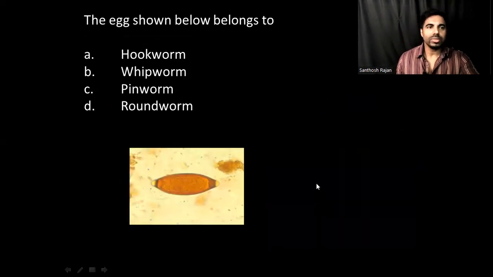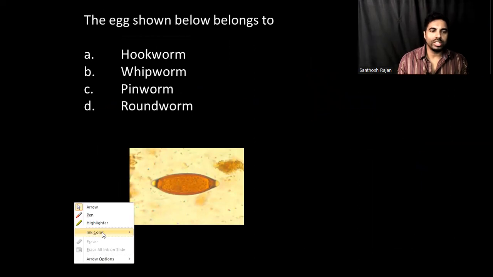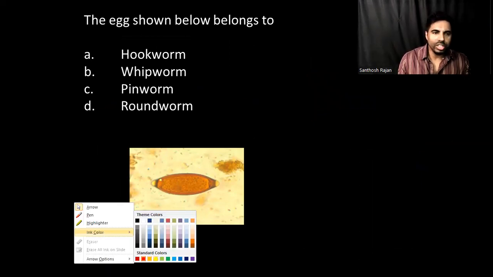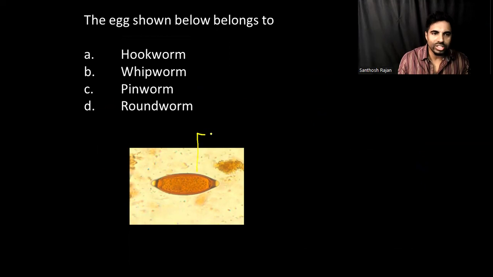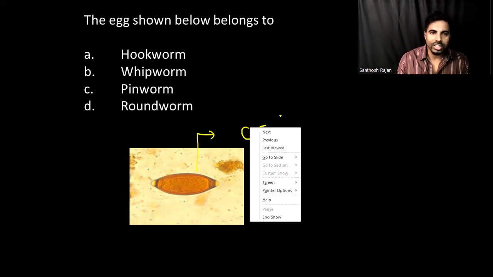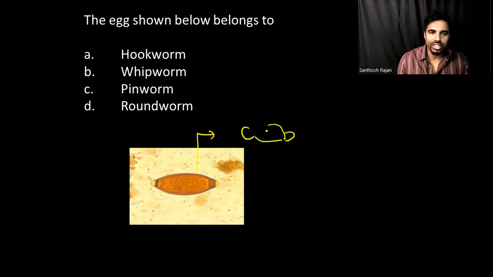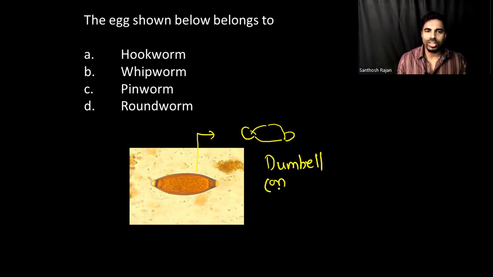Now next one. Look at this egg. Look at the shape. It is somewhat like this, and then like this, and then there are two. It is somewhat looking like a dumbbell, right? So it is a dumbbell shape, or you can also say barrel-shaped egg. So how to remember this?